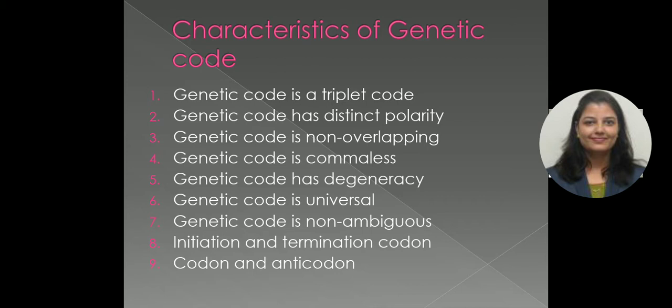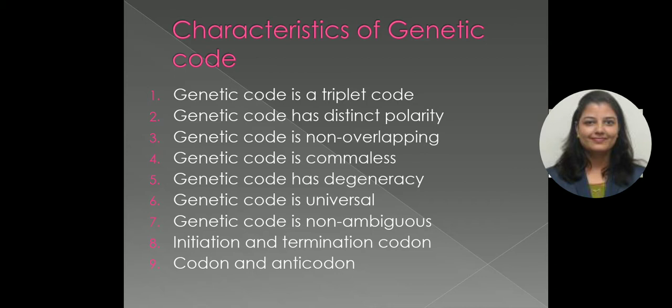Then number 5 is genetic code has degeneracy. So usually a single amino acid is encoded by a single codon. However, some amino acids are encoded by more than one codon. An example is cysteine, which has 2 codons, but the first two bases in the different codons are identical, and the third one will be different. So that is how they have degeneracy in their codes.